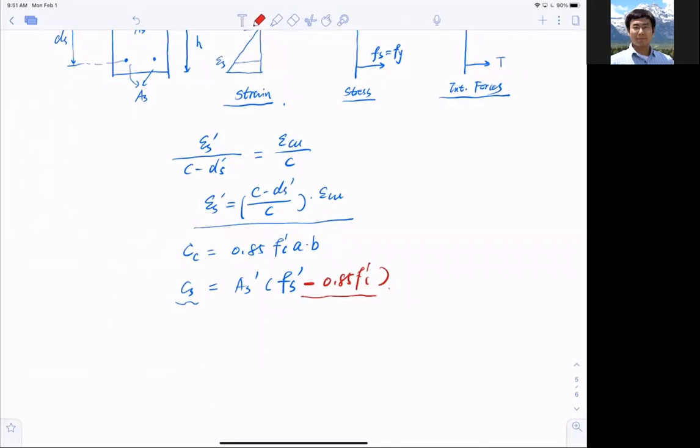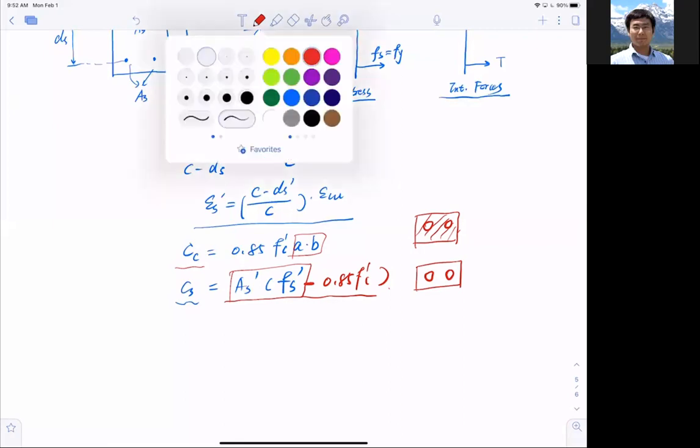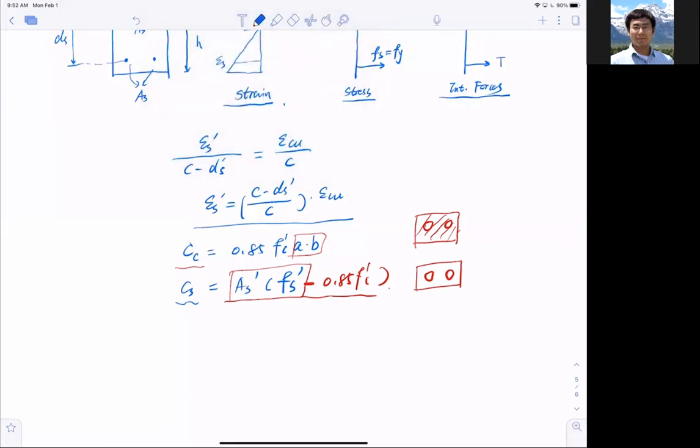Why is that? Why don't you just write As prime Fs prime? Now you have to subtract 0.85 f prime c. What does that mean? When I compute the compression force for the concrete, I assume it's a fully occupied section, meaning there are no holes in the section. But in reality, I have compressive reinforcement, meaning there are holes in the compressive side of the section. I have to take that out. I want you to think a little bit about it, and if you still have confusion, talk to me tomorrow.